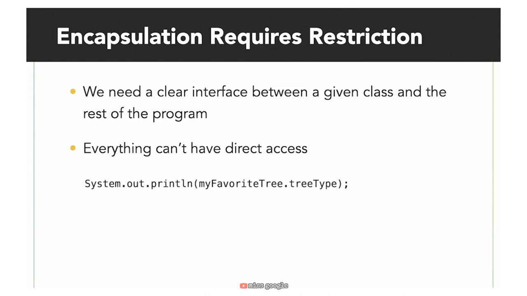In the last chapter, we directly accessed the tree type attribute along with other attributes of the tree class. If the name of this attribute or the way it's stored changed, the classes using this attribute would likely need to change too.